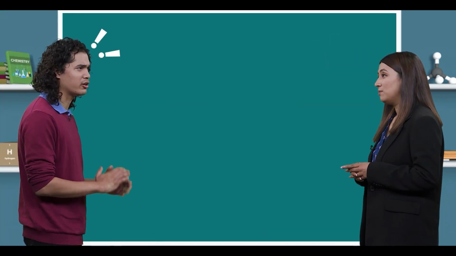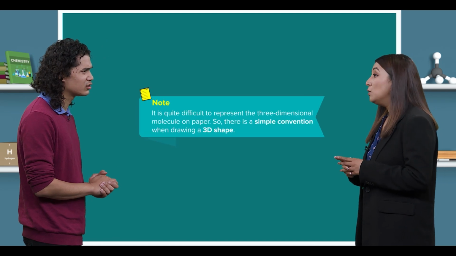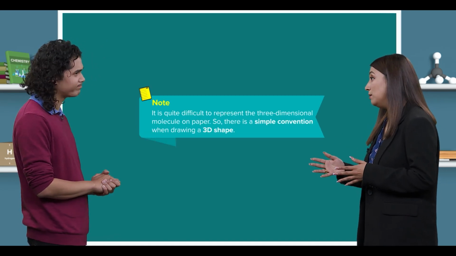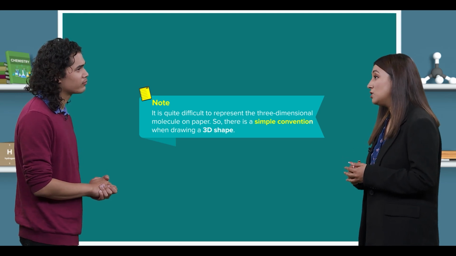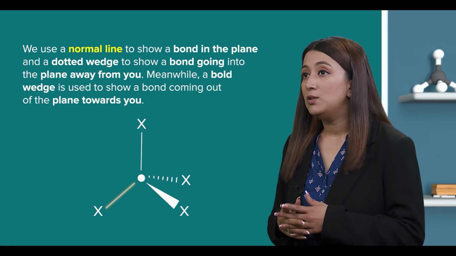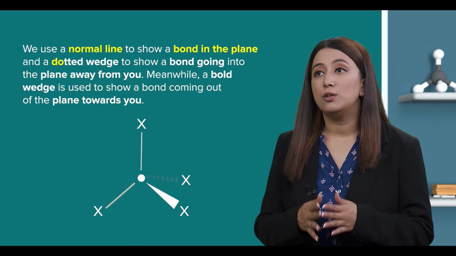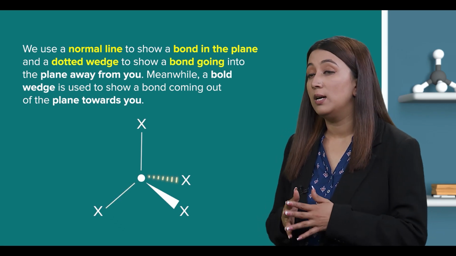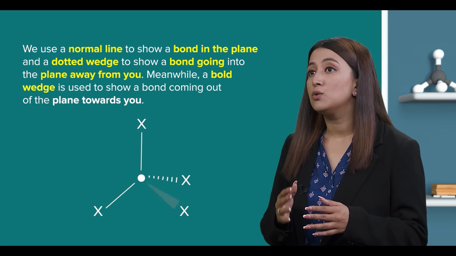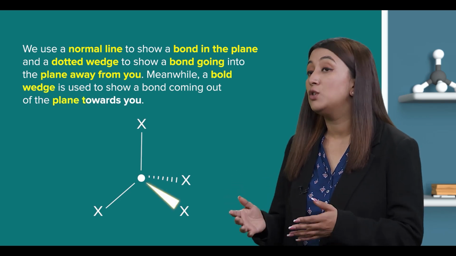A trigonal planar structure? Yep. Note that it's quite difficult to represent the three-dimensional molecule on a paper. So, there's a simple convention when drawing a 3D shape. We use a normal line to show a bond in the plane, a dotted wedge to show a bond going into the plane away from you, while a bold wedge is used to show a bond coming out of the plane towards you.